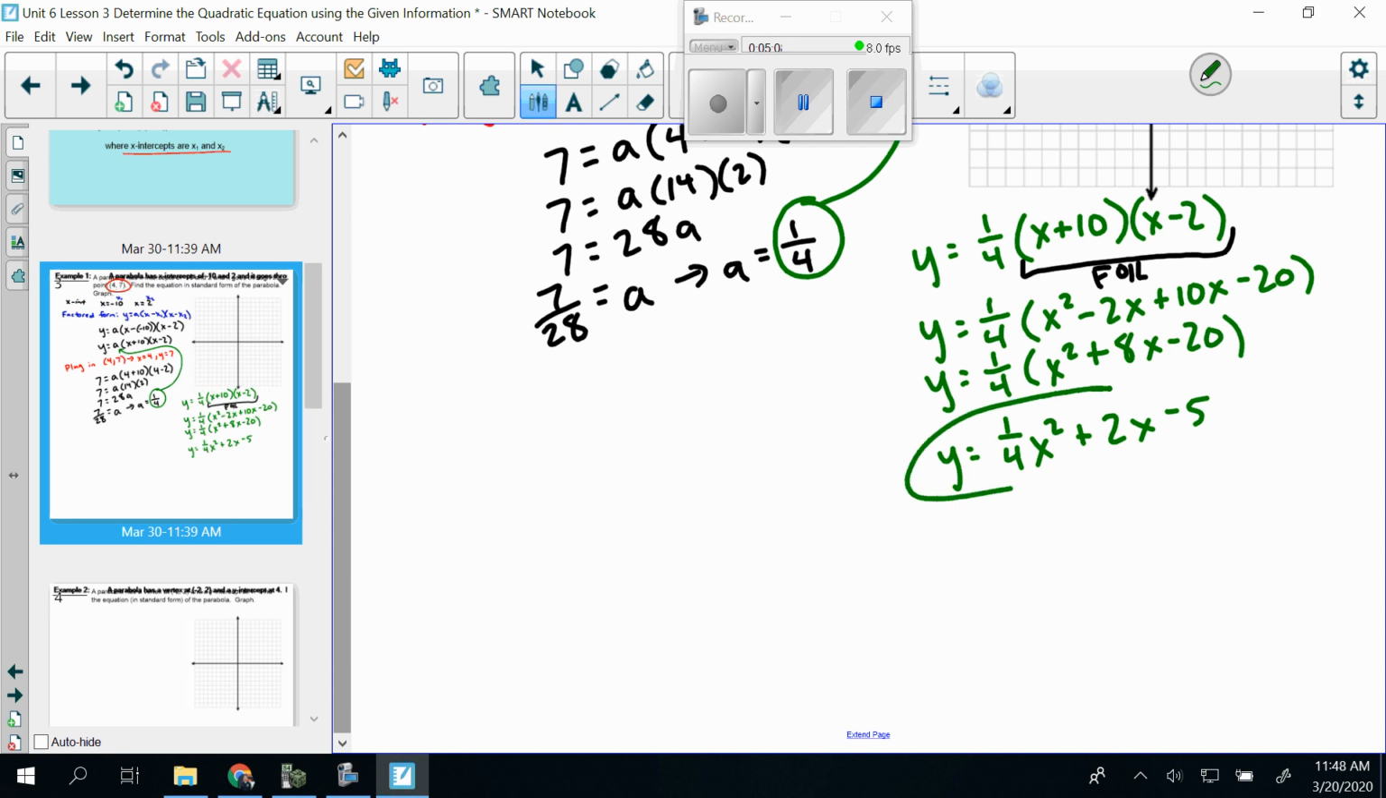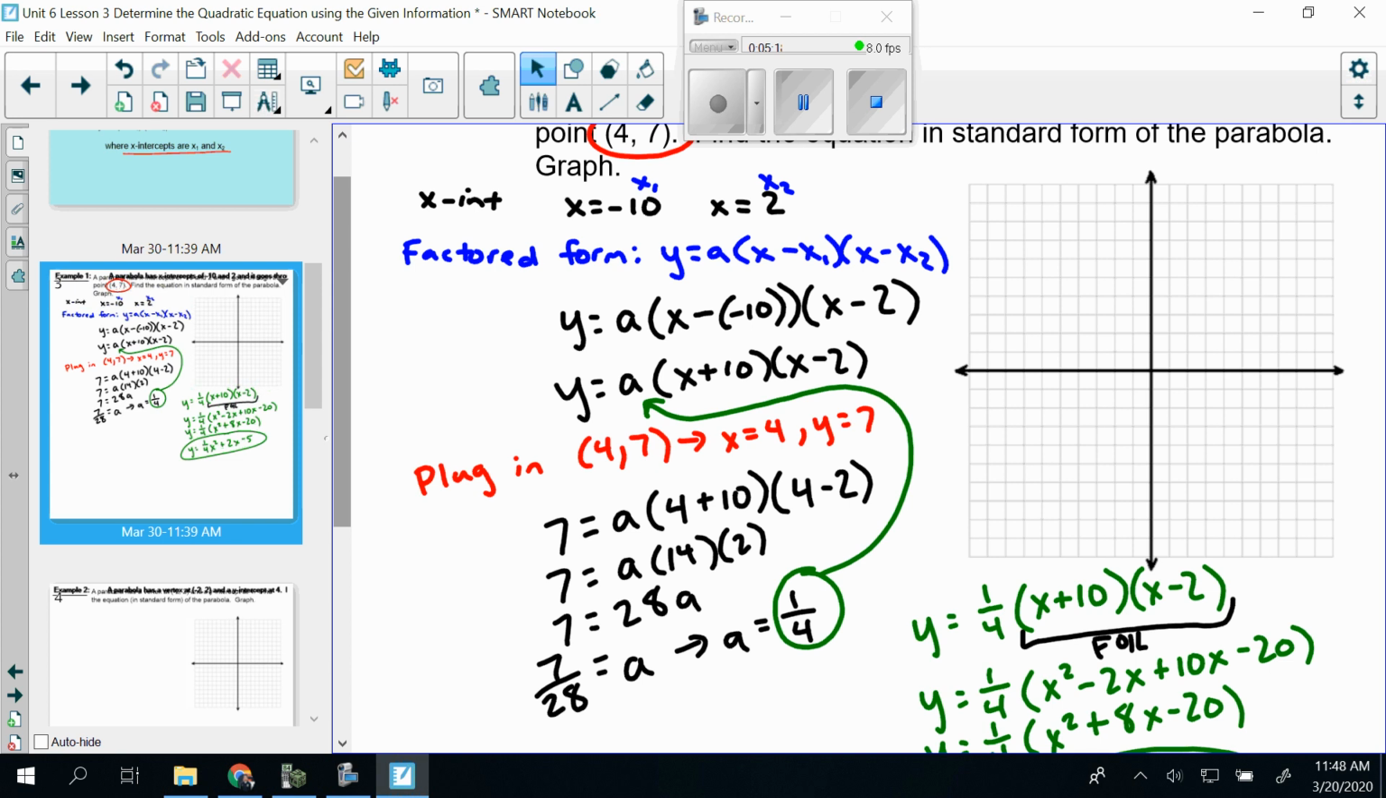So that would be our equation in standard form. Okay, the last part of this, it looks like they wanted us to do some graphing here. So the graphing part of it, we know some stuff here. They did tell us that the x-intercepts here were at 2 and -10, so we could put that on here. We know we have a point there and a point here, so those are 2 points.